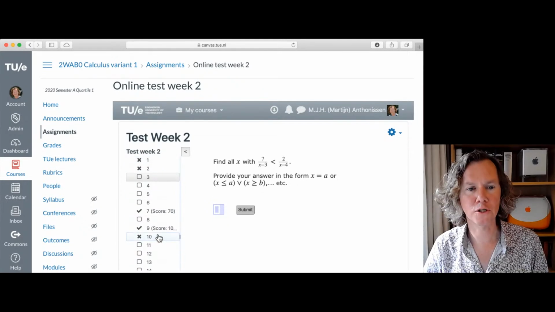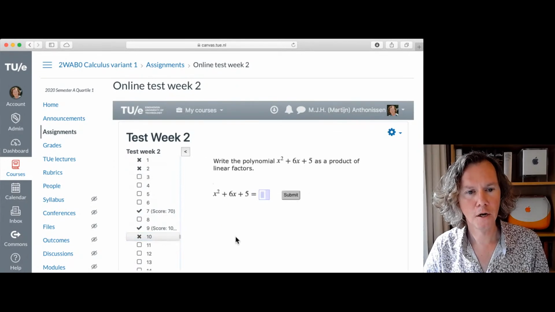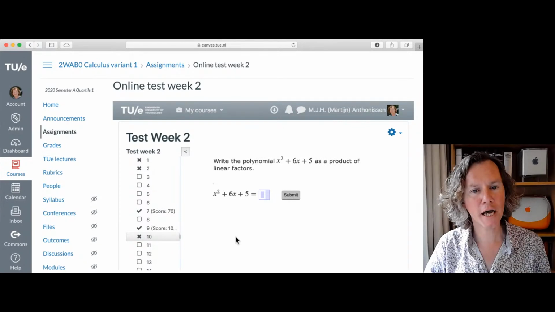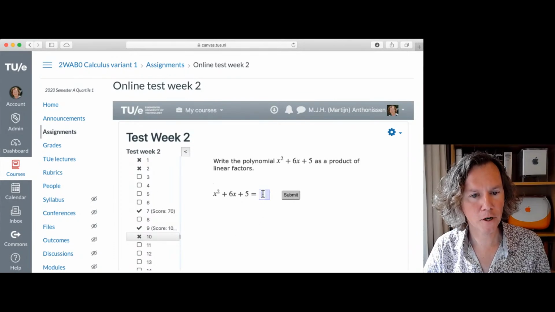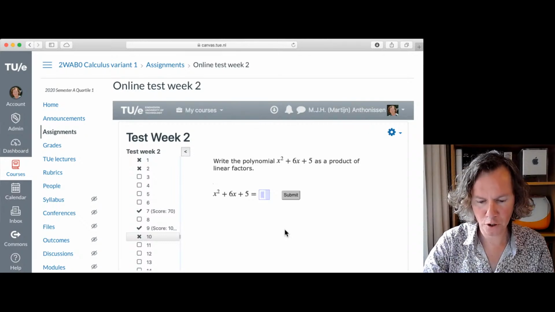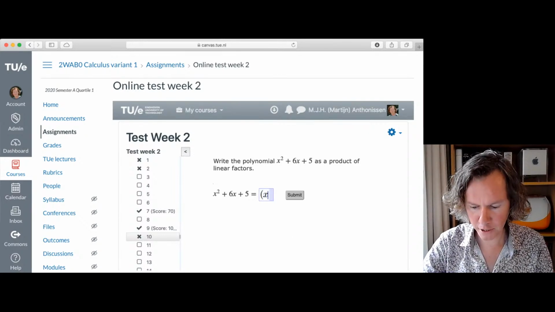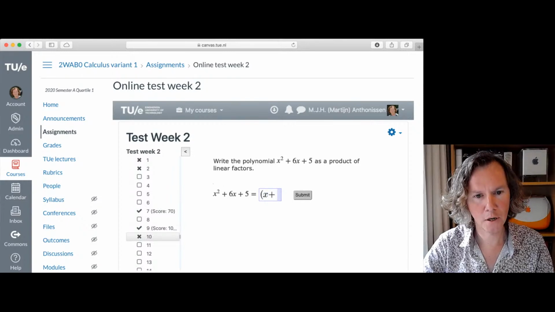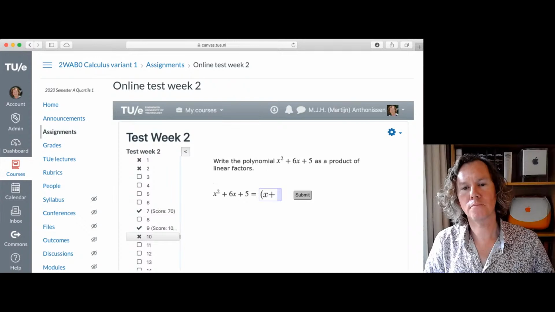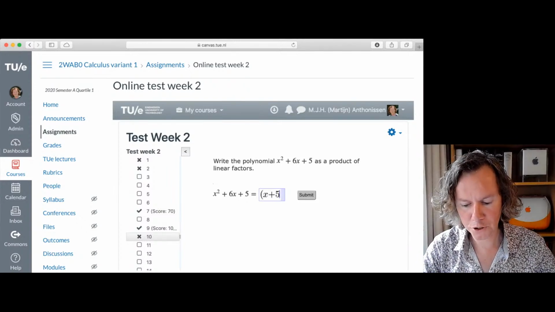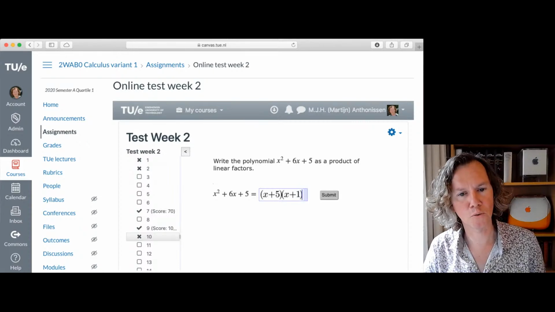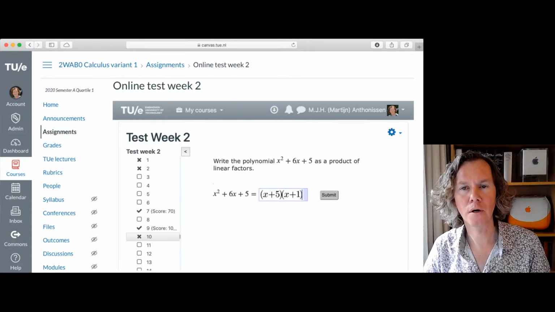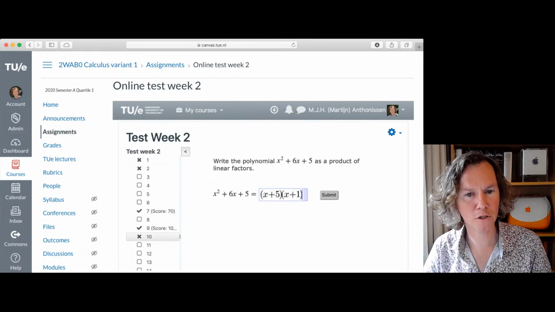So here, for instance, question 10. So you can just click it and then you get a question. So you see, I get the question, write the polynomial x squared plus 6 times x plus 5 as a product of linear factors. So I can click here and then start typing. So I'm going to type this x plus, so probably you recall this. It is something like this, x plus 5 times x plus 1, because if you expand this, you would get x squared plus 6x plus 5.